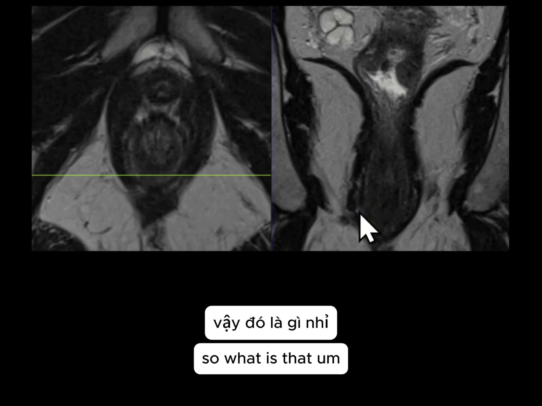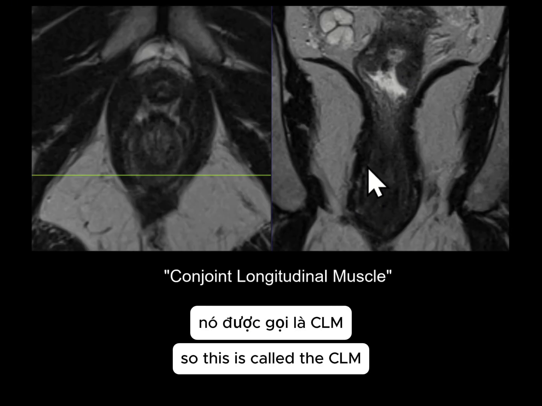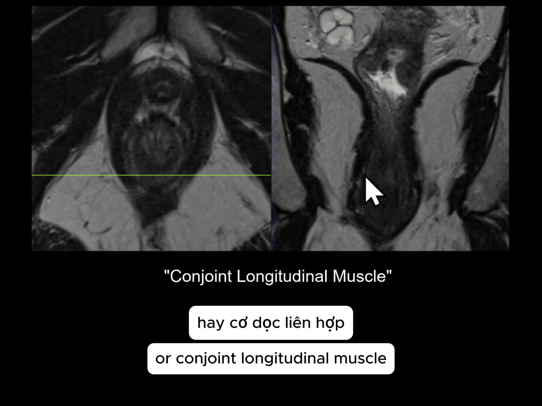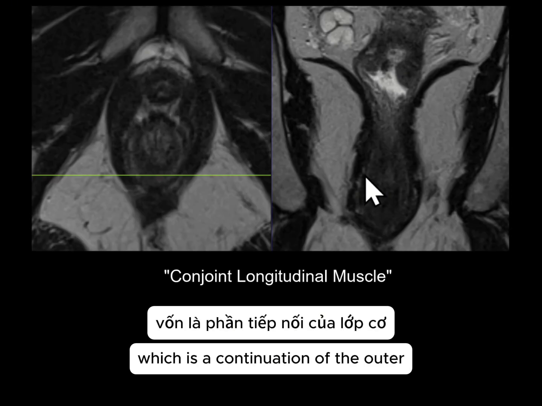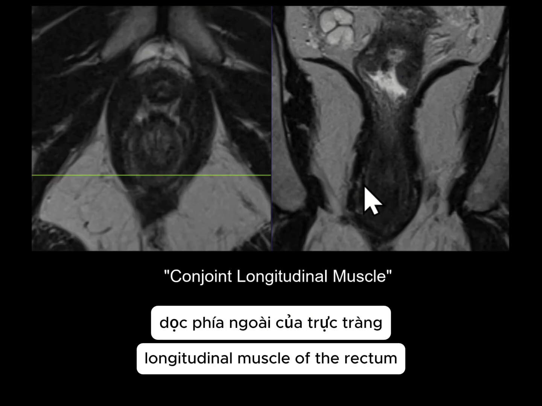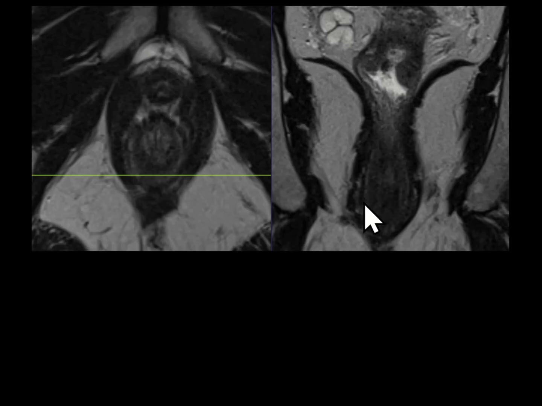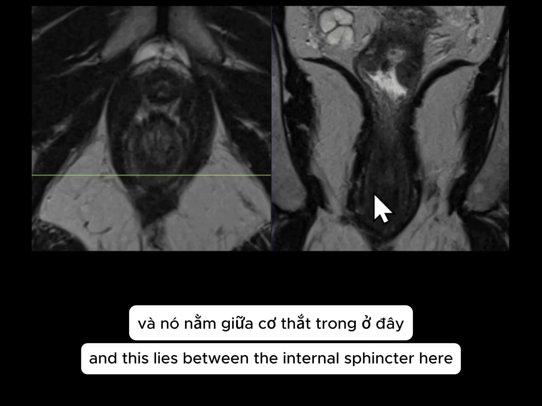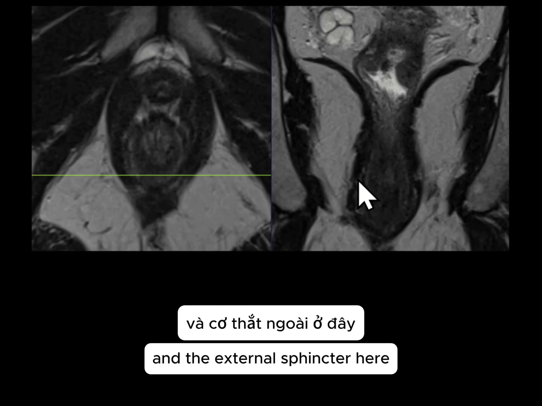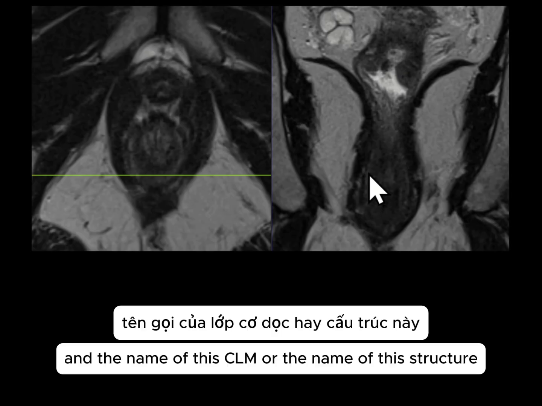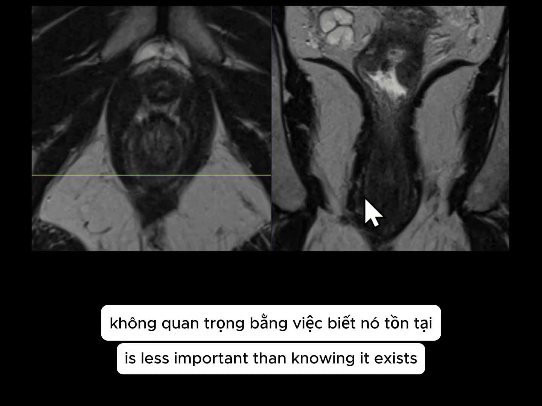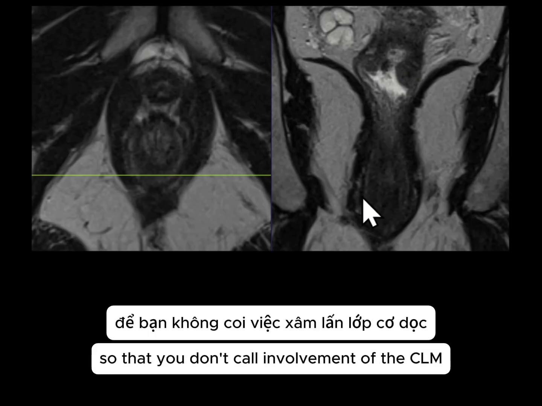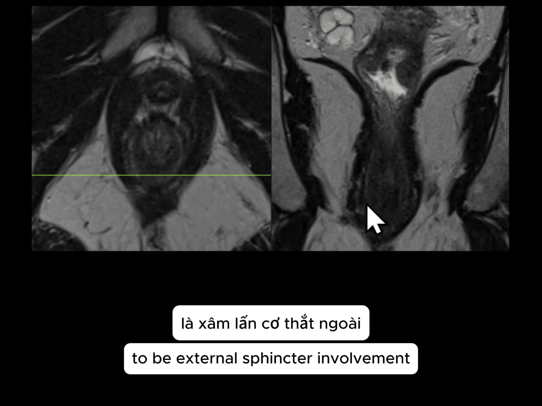So what is that? So this is called the CLM, or conjoined longitudinal muscle, which is a continuation of the outer longitudinal muscle of the rectum. And this lies between the internal sphincter here and the external sphincter here. And the name of this structure is less important than knowing it exists, so that you don't call involvement of the CLM external sphincter involvement.